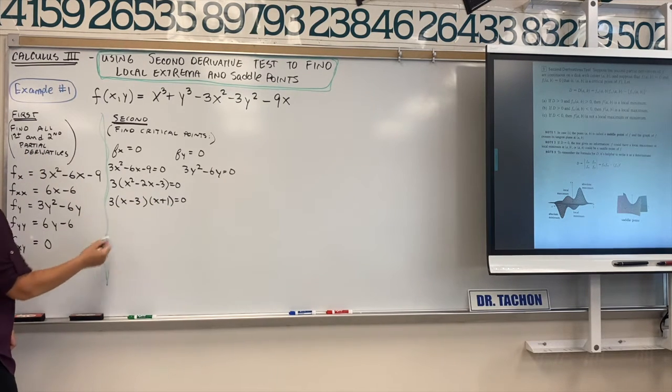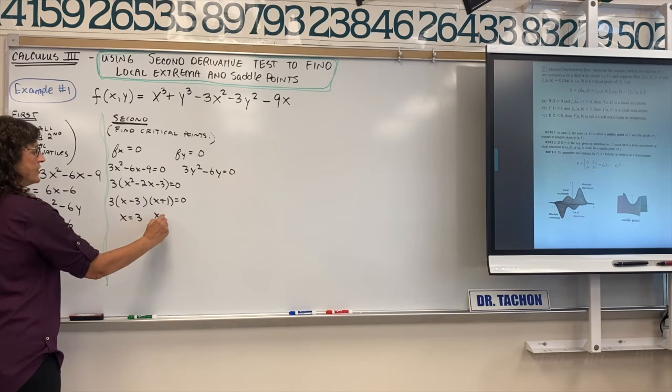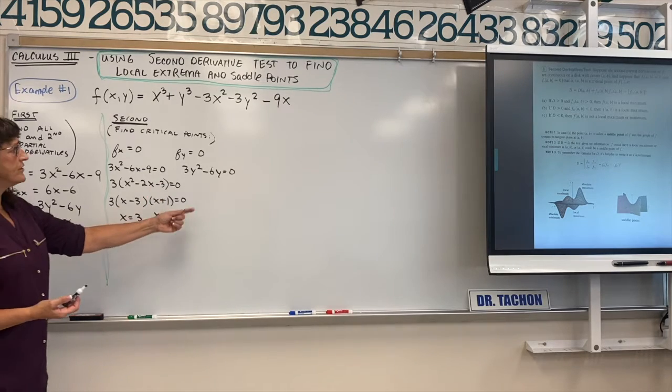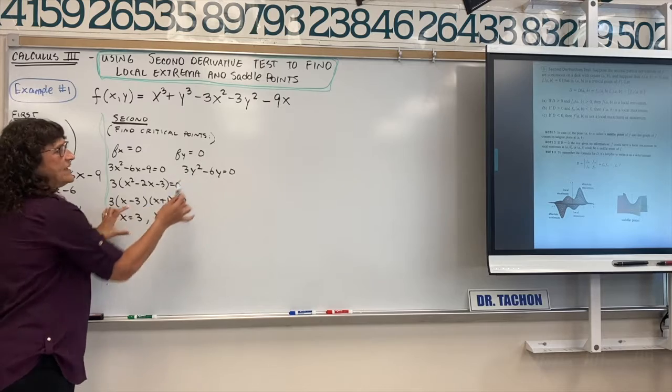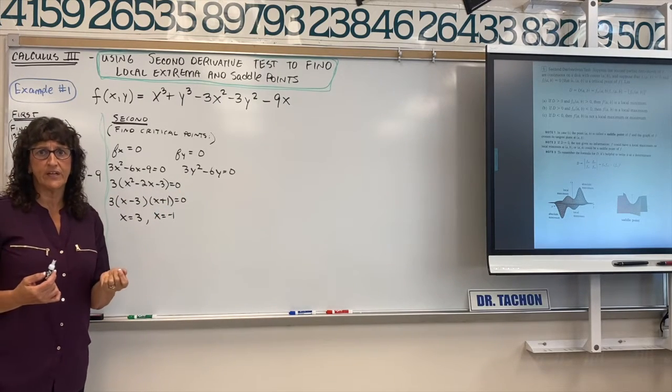So where are the zeros of this polynomial? Okay, so they're going to be at positive 3, and they're going to be at negative 1. There's the x's, okay? There's the x coordinates for our critical points, okay? So let's go ahead and get the y coordinates over here, all right? Just so happens, in the event that you have x's and y's in both of your first partials, you'd have to solve a system of equations, all right?